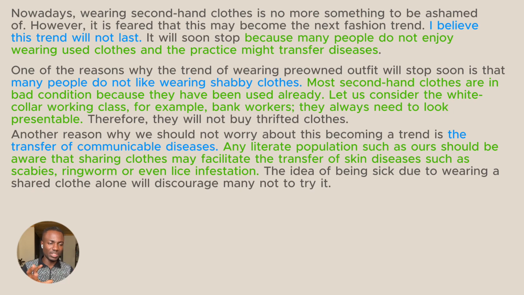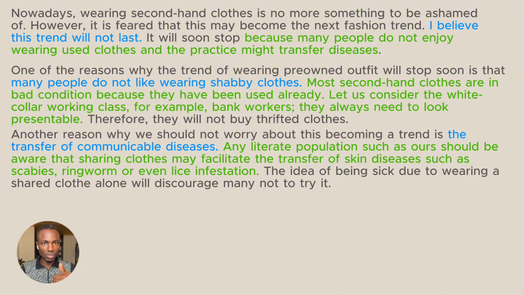Do you get this? So what we are trying to say is this: wearing pre-owned outfit is likely to transfer diseases, or is likely to make us contract diseases. And the simple fact that any person who is educated knows that wearing pre-owned outfits is likely to transfer diseases to us. Because of that, that person will not want to buy pre-owned outfit. Therefore, what will happen? The trend will not continue, the trend will not last.